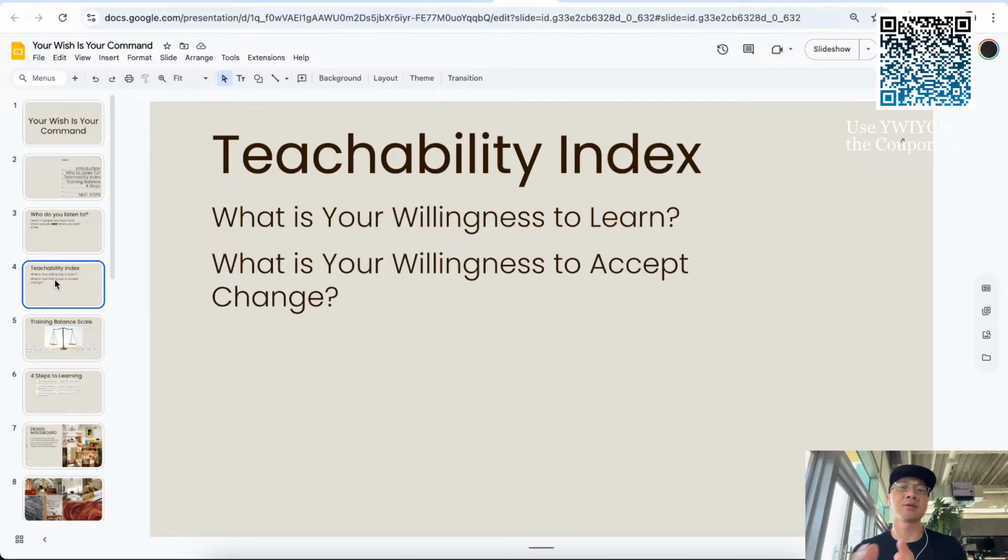What is your willingness to learn? How do you know you have a willingness to learn? Well, think about what is your favorite activity right now.